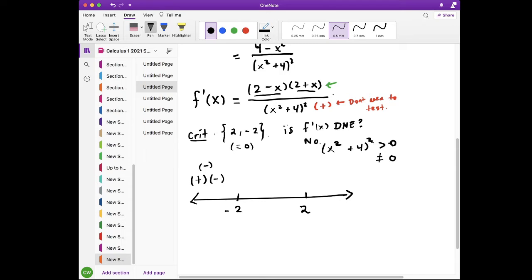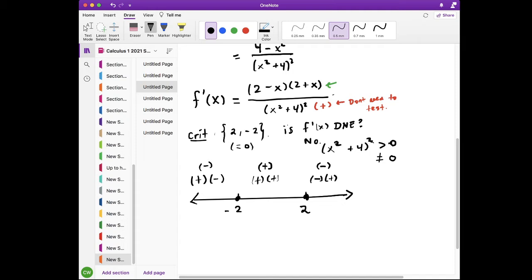Okay, so now plug in 0. That's probably easier. Plug in 0, they're both positive. Okay, so now let's do the other one. Plug something bigger than 2. What is it in the first factor? Negative. And then obviously it's positive in the second factor. Okay, so there is a change in sign.